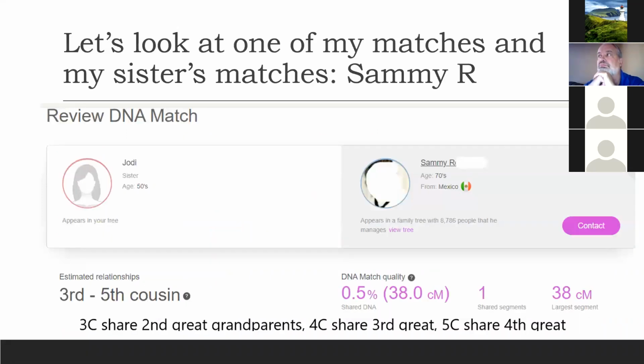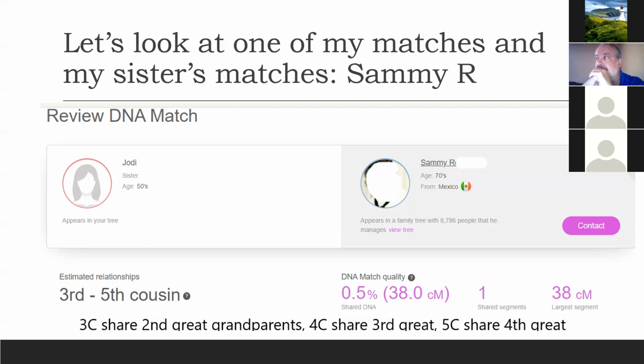So what I did was I looked up Sammy R. And he's age 70s. My sister's in her low 50s, he's somewhere in his 70s, and my brother and sister and I are all in our 50s. So I'm thinking he's maybe a generation above us, maybe not. He's in Mexico. It's pretty rare on Ancestry's matching that I find a lot of people outside of America, but sometimes. But on MyHeritage, you're going to find people from all around the world.